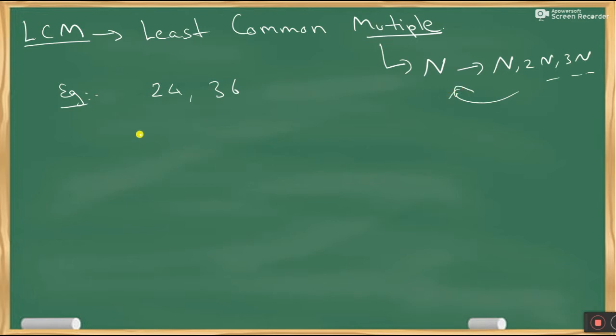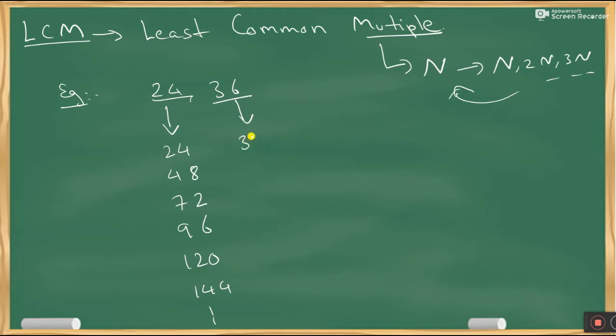So let us practically see what it means. The multiples of 24 are 24, next 48, 72, 4s are 96, 5s are 120, 6s are 144 and so on. These are the multiples of 24. Similarly, write down the multiples of 36. The multiples of 36 are 36, 72, 3s are 108, 4s are 144, next 180 and so on.